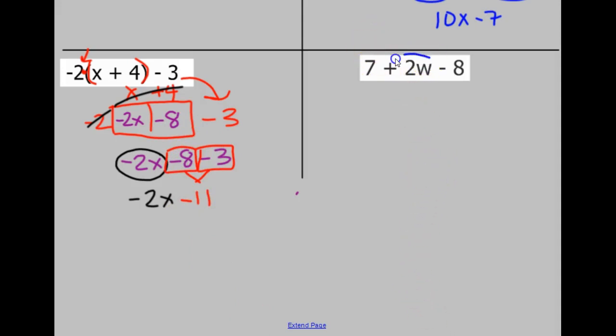This one, there's no distributing, we just have to combine our like terms. There's no other w's, so that's just 2w. But then we have 7 and a negative 8. Different signs, subtract. 8 minus 7 is 1, and there's more negatives, so negative 1.